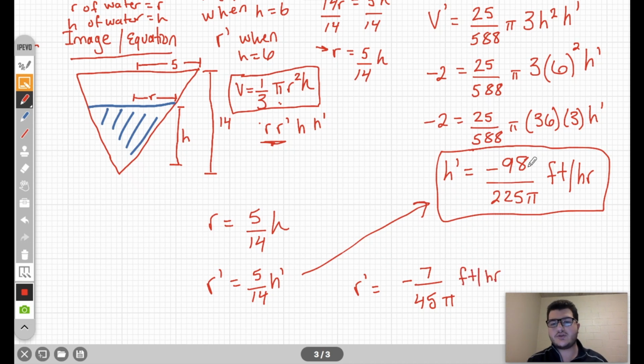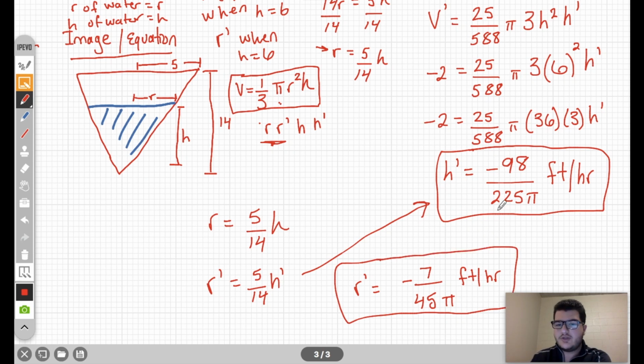Again, you want to make sure that you can multiply this -98 over 225 pi by 5 over 14 to get your r prime answer in this case. This is from algebra, has nothing to do with calc, so I'll leave it up to you to do the math and work it out.